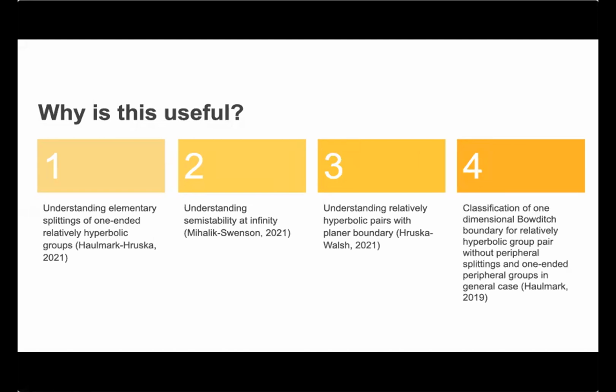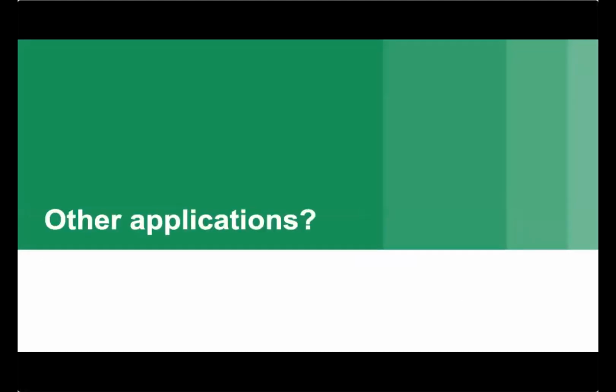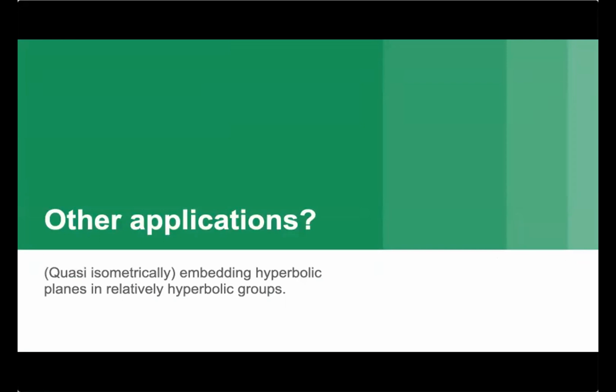There's a paper by Hallmark in 2019 which classified boundaries of certain special types of relatively hyperbolic group pairs. And a very easy corollary of this theorem makes the classification more general. There are certain directions I am thinking of using this result. It's related to the quasi-isometric embedding of hyperbolic planes in relatively hyperbolic groups. It's also a very old problem. If someone is interested, they can look into the works of Bonk, Kleiner, Mackay, or Sisto. Local connectedness could be an important component of that project.